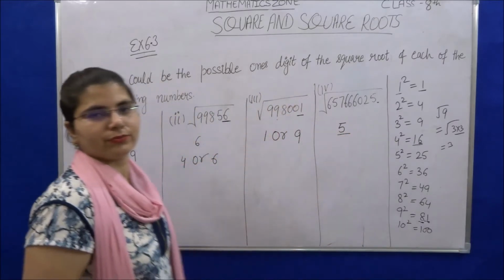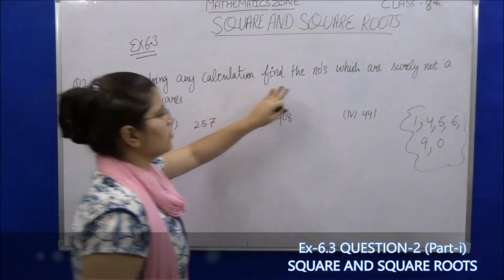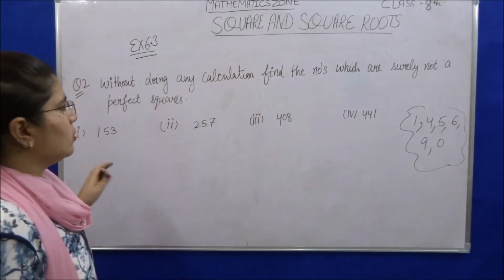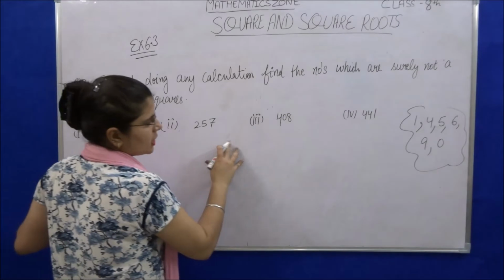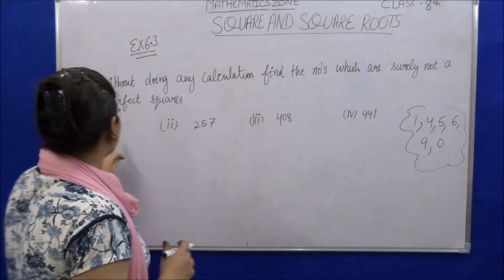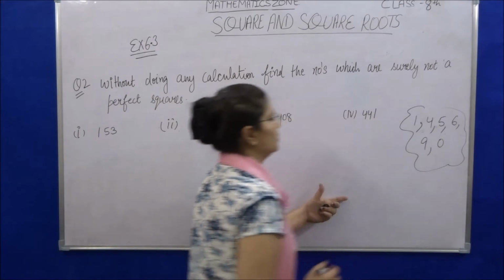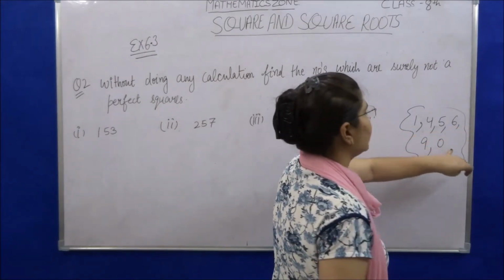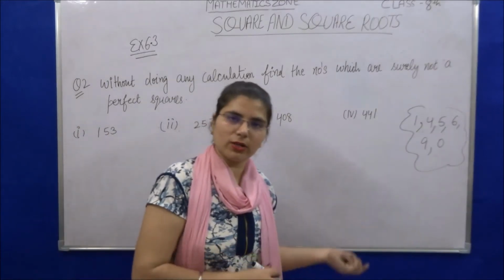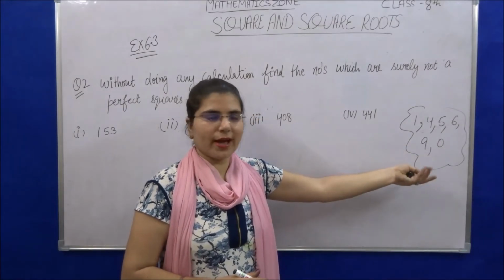That's all. Now let's do the next question. Without doing any calculation, find the numbers which are surely not a perfect square. To check whether these numbers are perfect squares or not, we will check whether at the unit place these digits are present: 1, 4, 5, 6, 9 and zeros. These can be found from the squares of the numbers from 1 to 10. These are the digits at the unit place of the squares of those numbers.